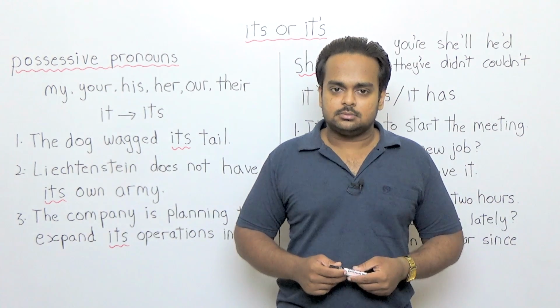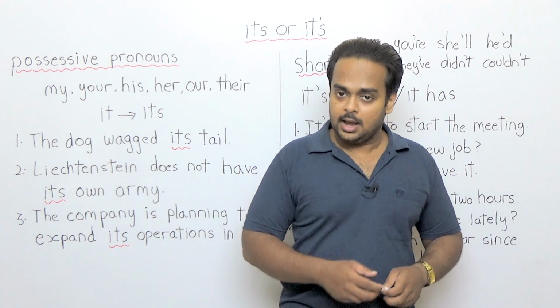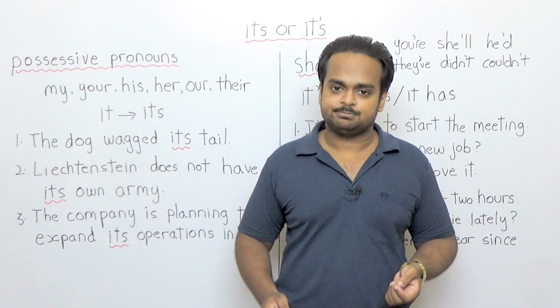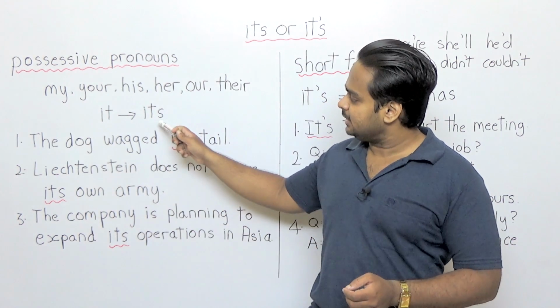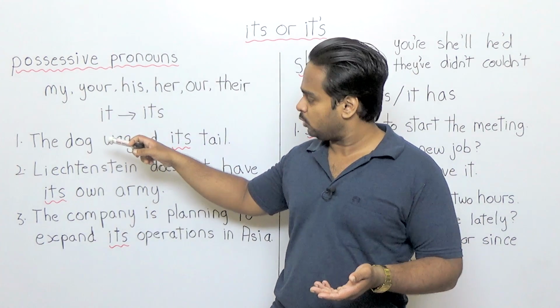But what about when we want to talk about an animal, a place, or a thing, and we want to use a possessive pronoun with an animal, place, or thing? Well, that's why we have its, and it comes from it, which is also a pronoun.